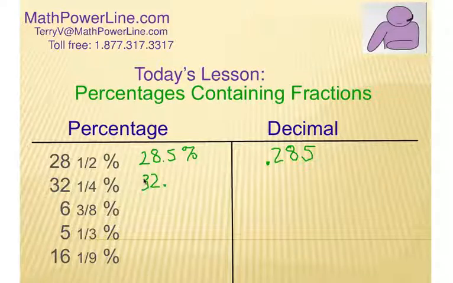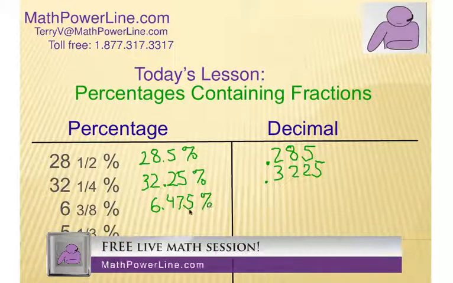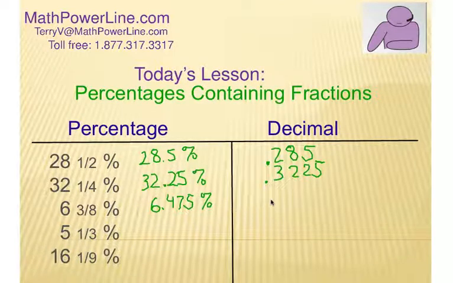So now 32 1/4% is 32 point what? Well, 1/4 is, when you divide it out, of course, 0.25. So 32.25% would be 0.3225. All right, same idea here on the next example. 6 3/8%. Well, 3/8, 3 divided by 8 is 0.375. So 6.375%. Move your decimal over twice. Remember, not just once, but we have to put a placeholder 0 in there. So it's 0.06375.